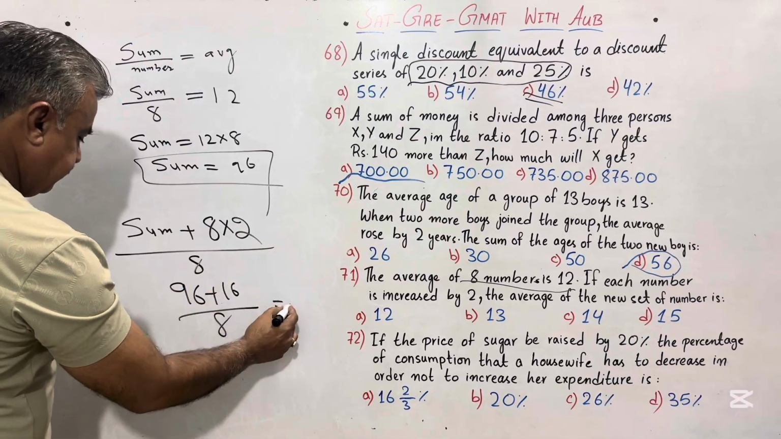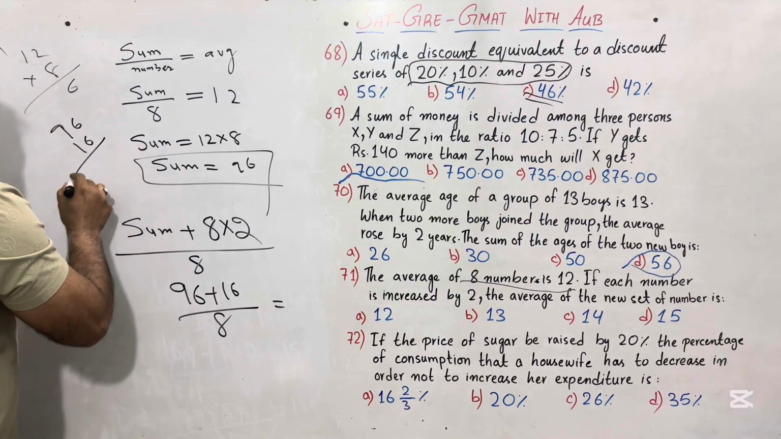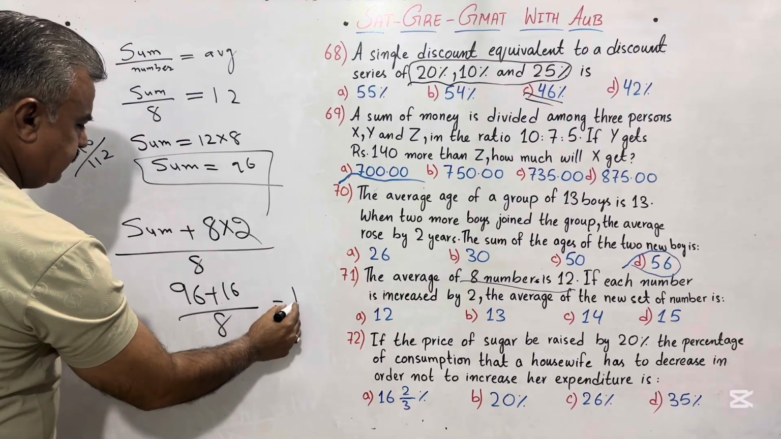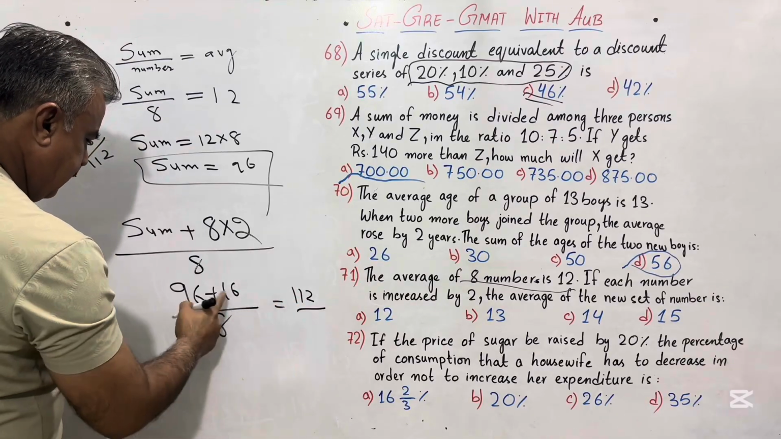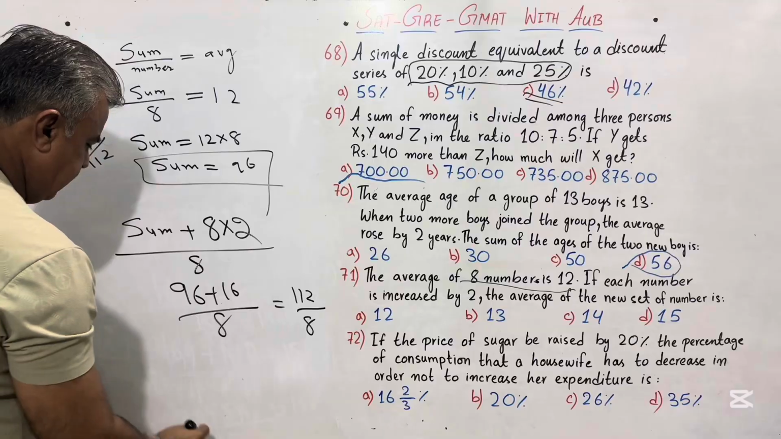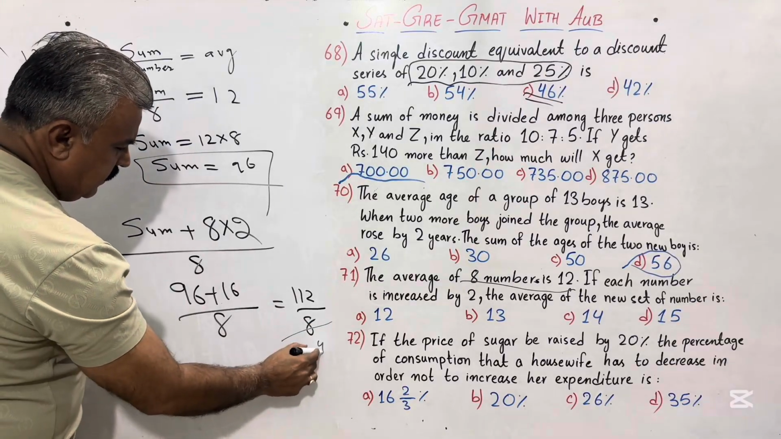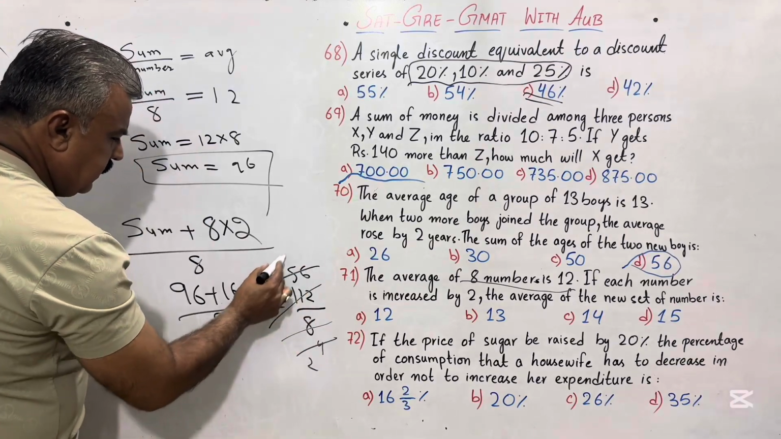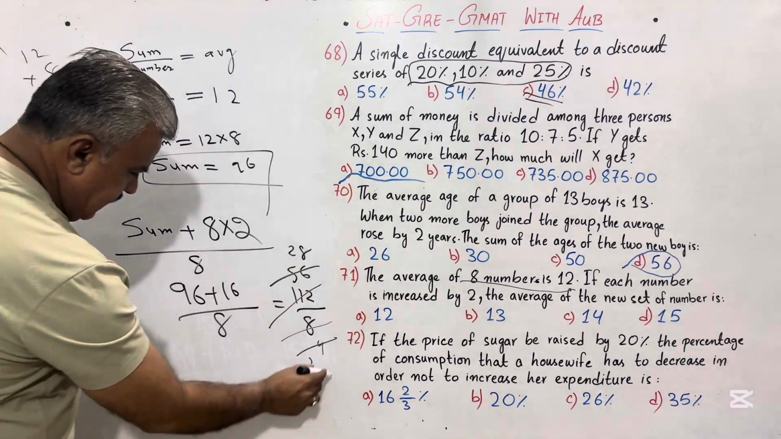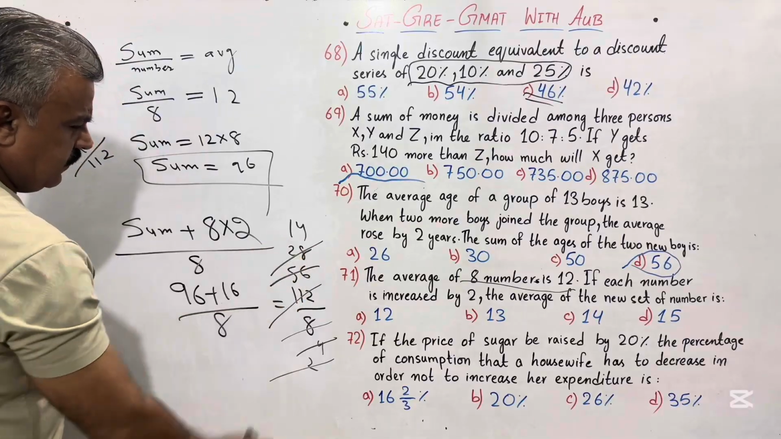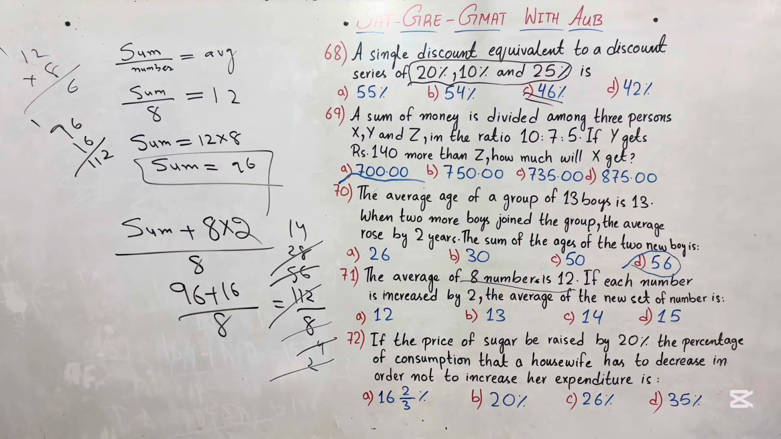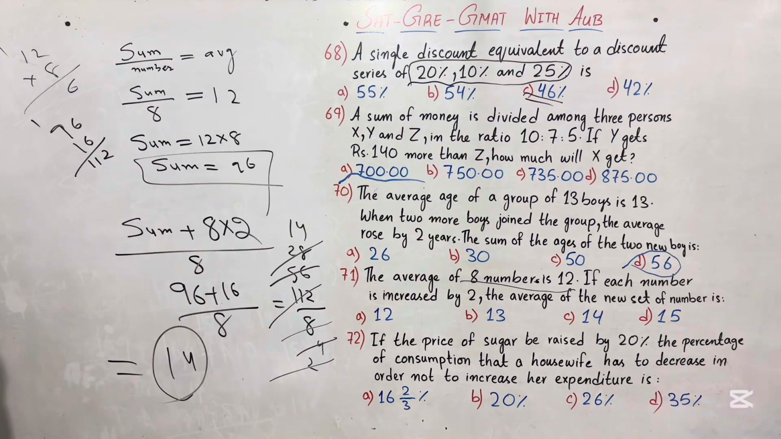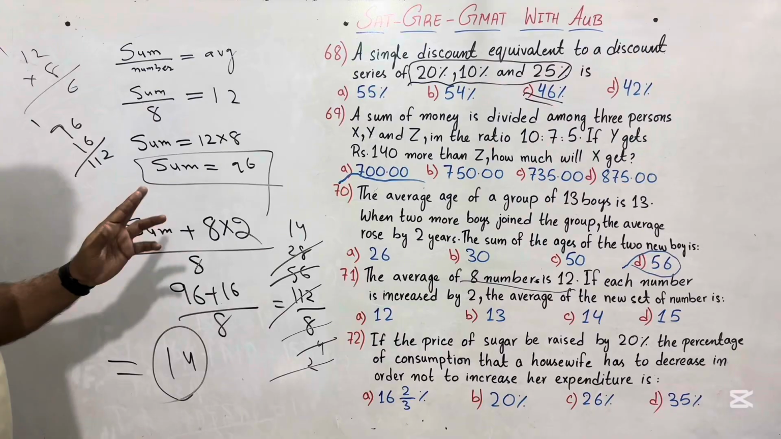How much is it? 96 plus 16, 1 carry. It will become 112, if I am not wrong. 112 divided by 8. Applying the table of 2, 4 times, 5, 6, again 2, there's 20, 8, again 2. 1, 4. So the average of the same 8 numbers when increased by 2 is 14.